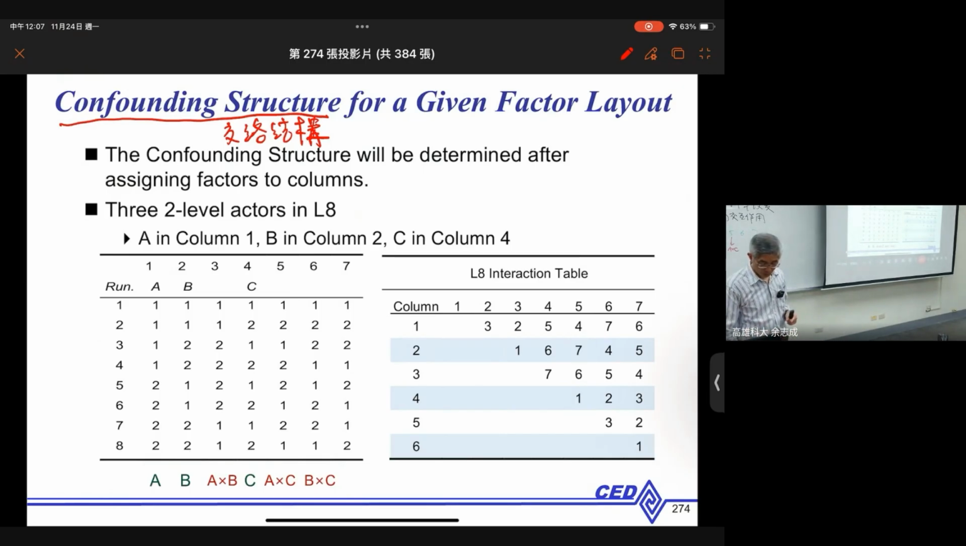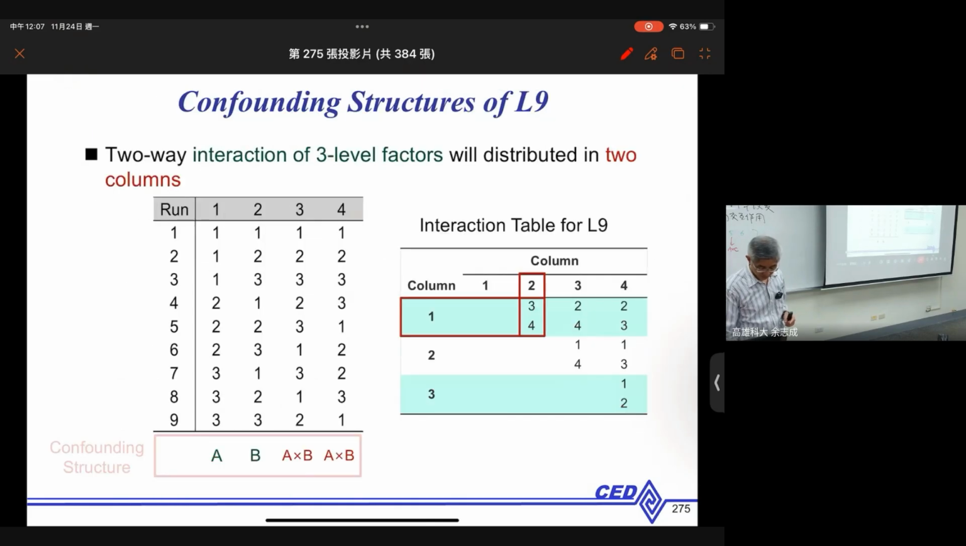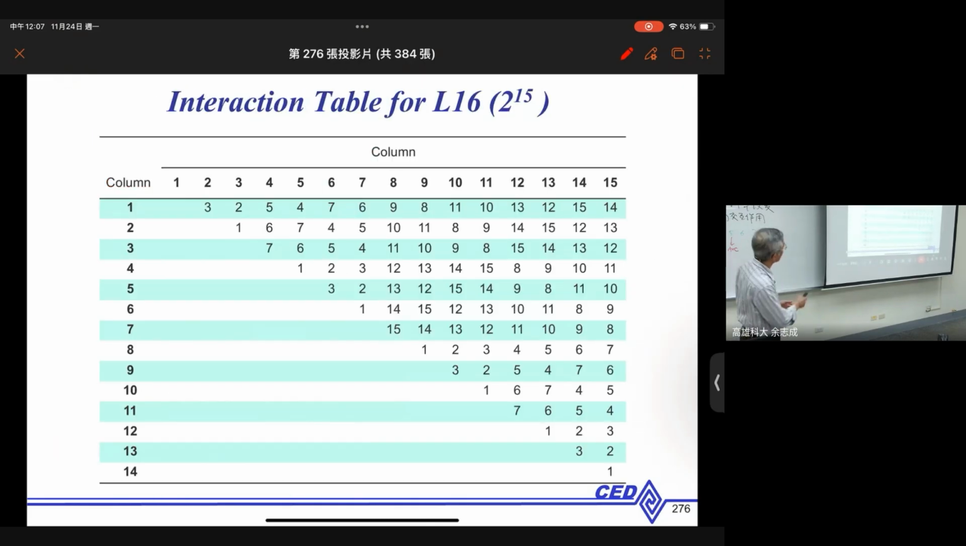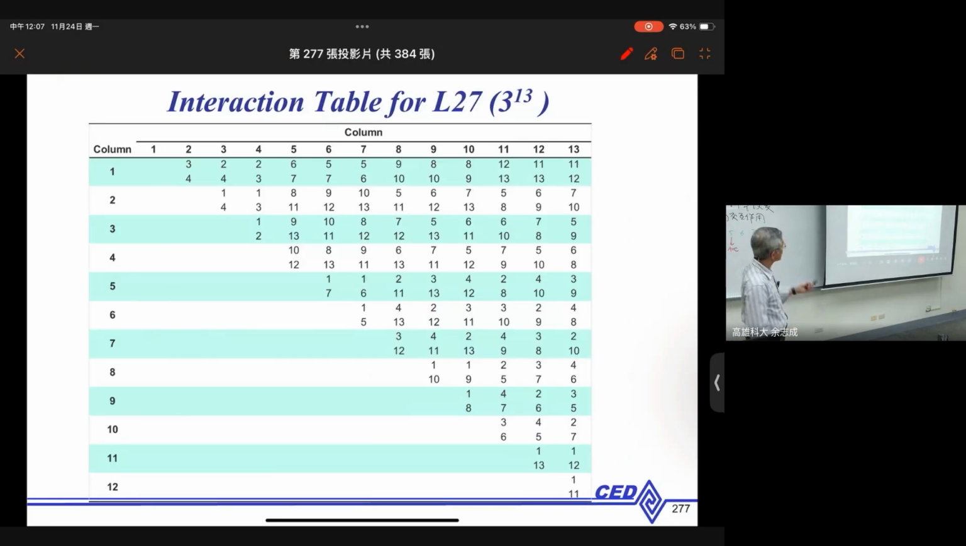We will talk more about that in next week's lecture. And this is L9. If you look at this, this is L16, the interaction table for L16. A bigger one, but the way to use it is very similar to L4, and this is L27. Again, this is a three-level factor, so any two-factor interaction will occupy two columns.